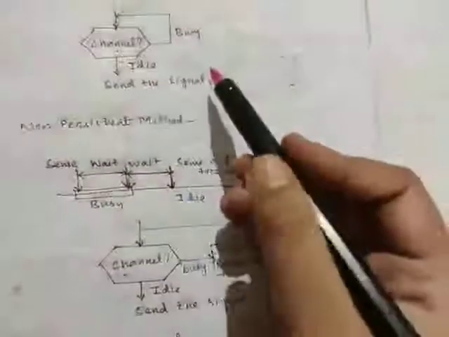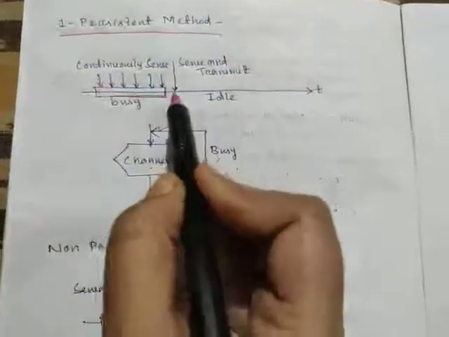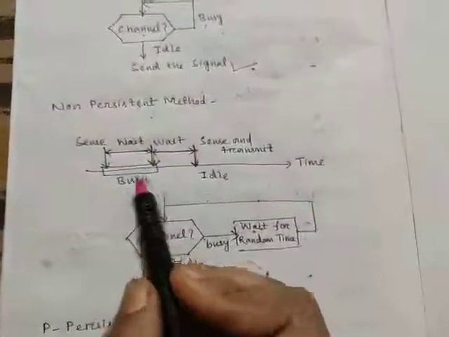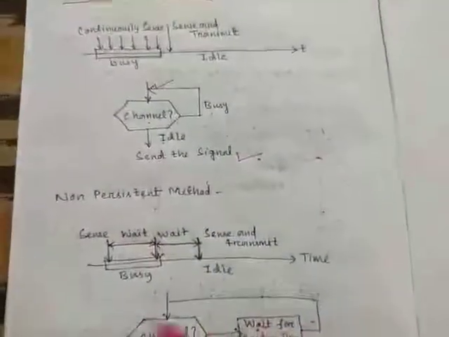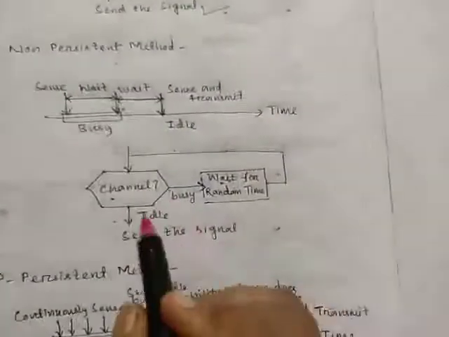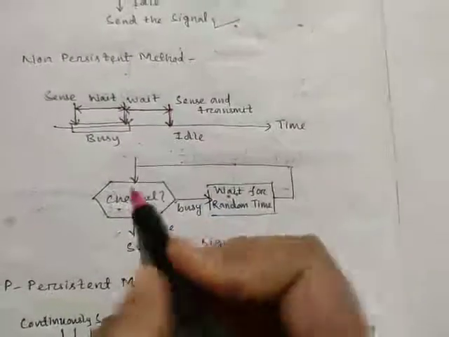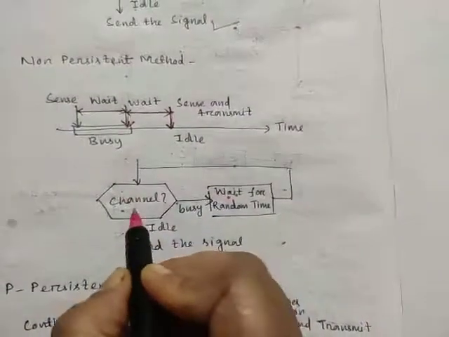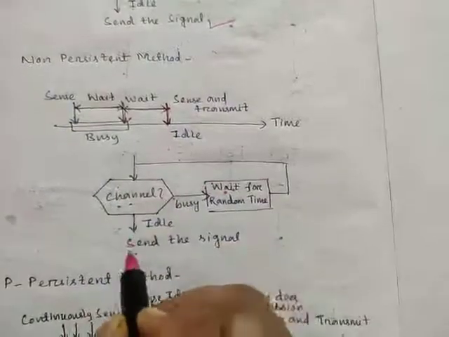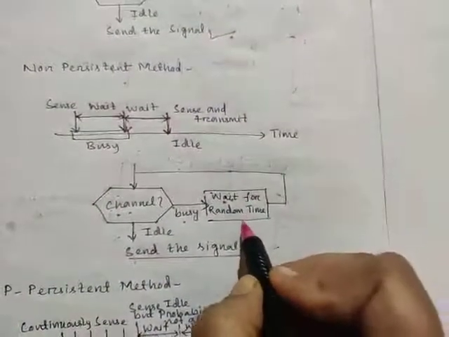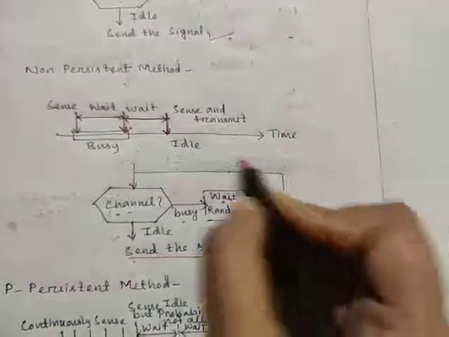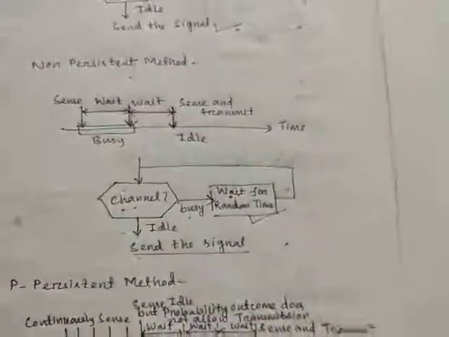But in the above process, it senses the channel continuously. Here it waits for a random amount of time, then senses again. The difference between these two methods is this. The logic diagram of the non-persistence method: the station senses the channel. If it is idle, it sends the signal. If it is busy, then it waits for a random amount of time, then again repeats the same process.